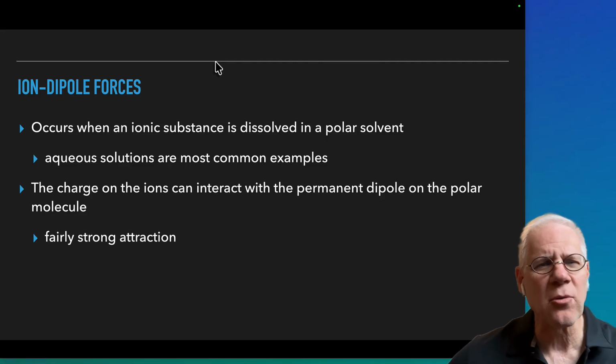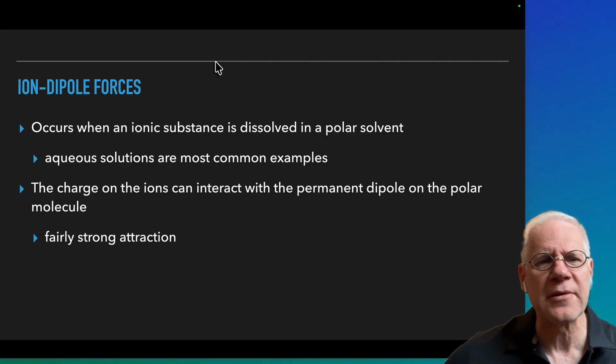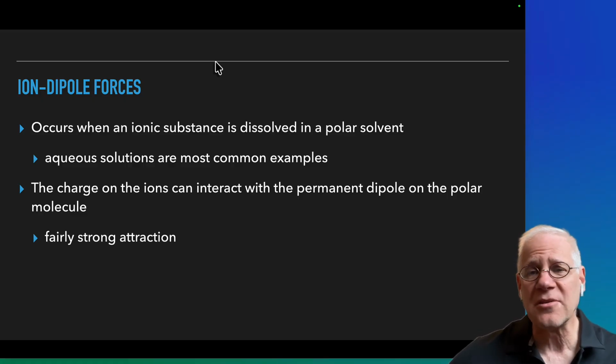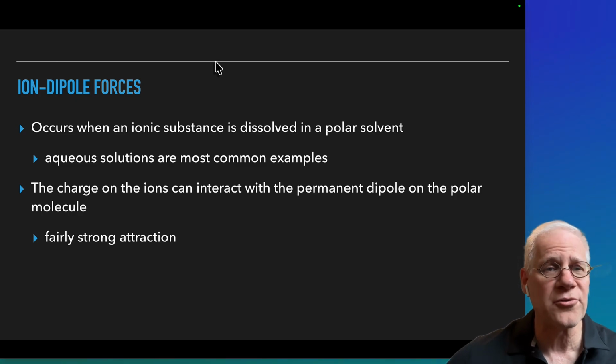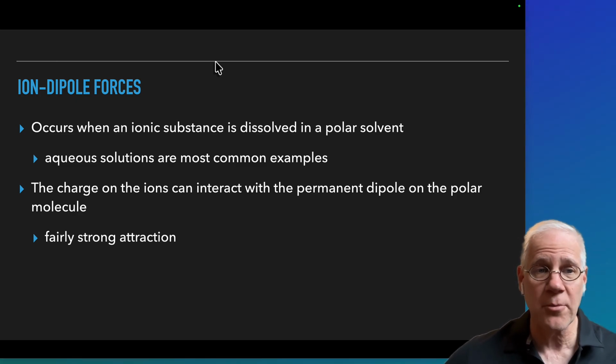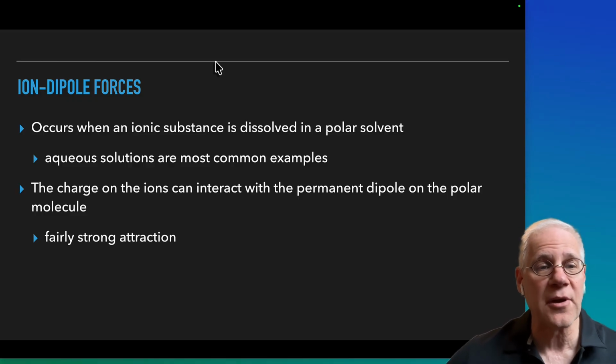The other type of intermolecular force we have isn't really an intermolecular force, but it does involve at least a molecule, a molecule that has a dipole, so a polar molecule, and an ion. This occurs when an ionic substance is dissolved in a polar solvent. It can be something as simple as salt water, so sodium chloride, an ionic substance, being dissolved in water, a very polar solvent. So aqueous solutions become the most common examples.